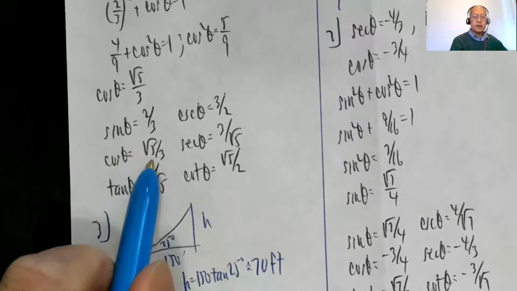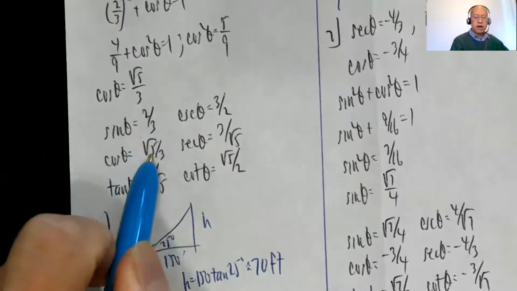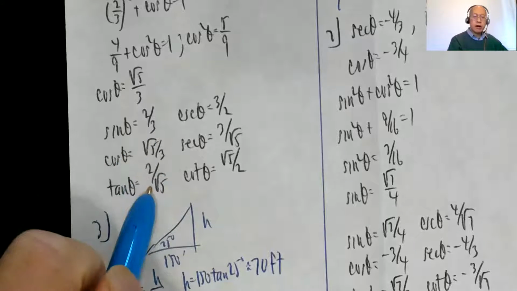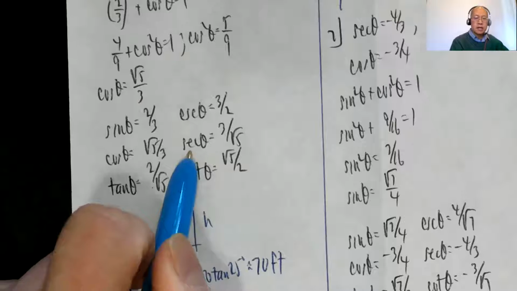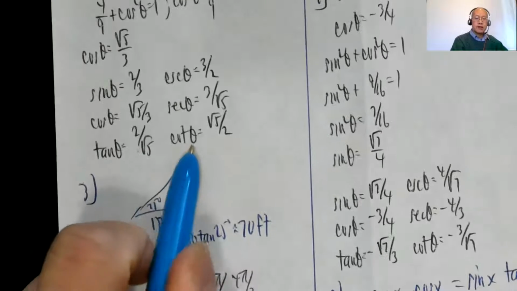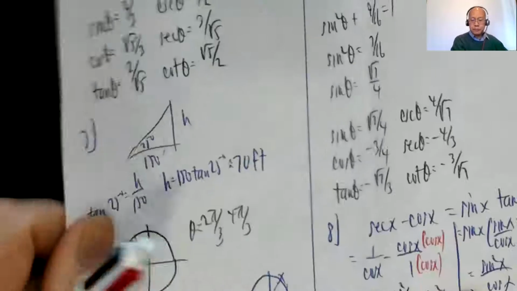Cosine is radical 5/3. Tangent is the ratio. So that divided by that. Cancel the 3's. 2 over radical 5. Flip, flip, flip. So cosecant of theta is 3/2. Secant of theta is 3 over radical 5. Tangent of theta is radical 5 over 2.